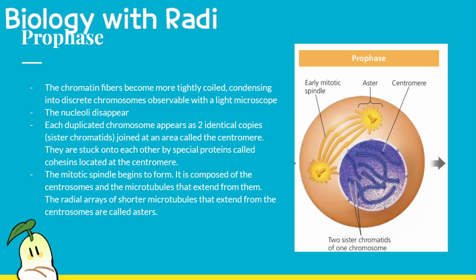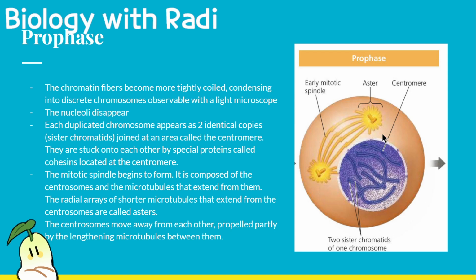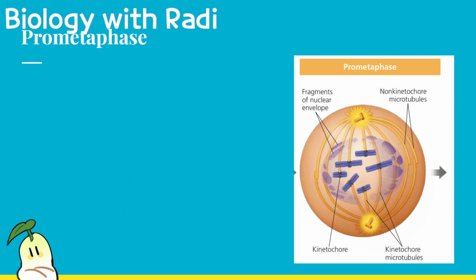Asters mean star, so you can see in this diagram how the arms are stretching out. And it kind of looks like a star, which is why they're called asters, just as a little side note. And then lastly, the centrosomes move away from each other, propelled partly by the lengthening microtubules between them. Now let's move on to prometaphase.